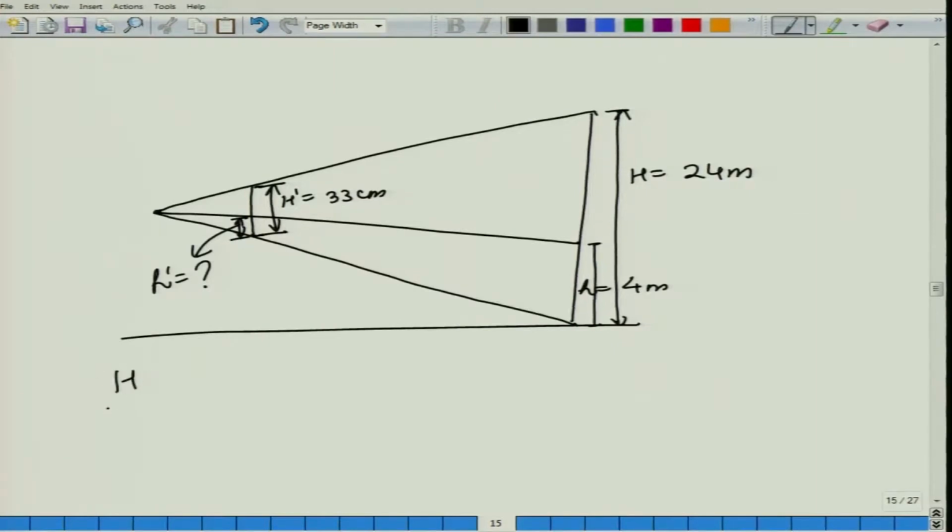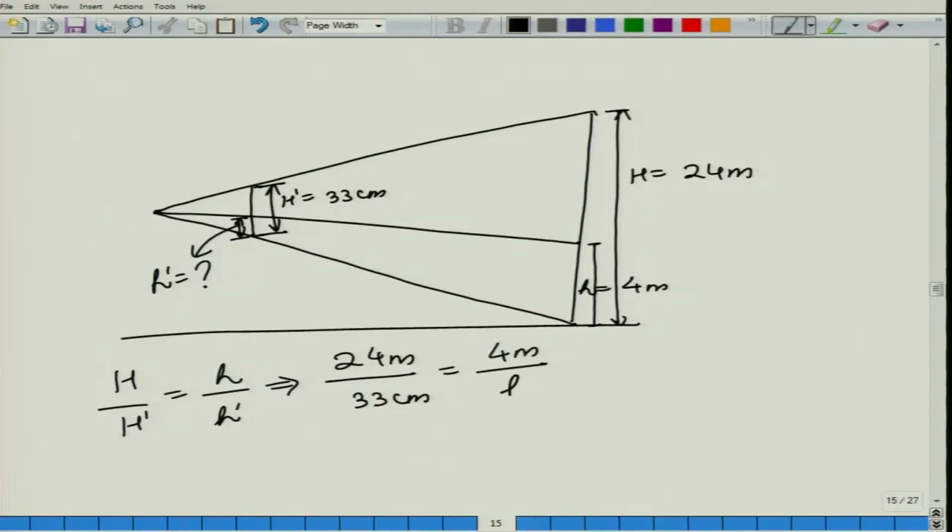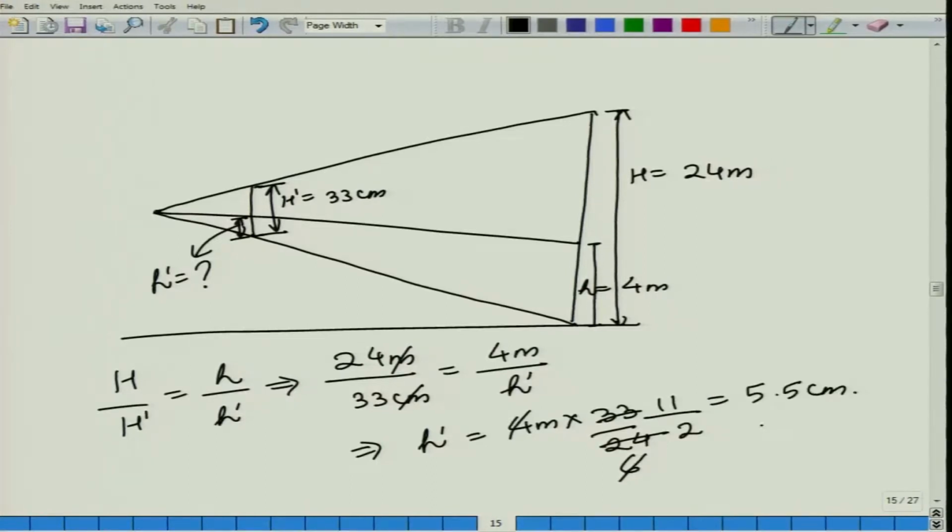So, using the relation H upon H prime is equal to small h upon small h prime, we get capital H is 24 meters divided by H prime is 33 centimeters is equal to small h, that is 4 meters divided by small h prime. So, centimeters and centimeters get cancelled away. We have small h prime is 4 meters into 33 by 24. Now, 4 sixes are 24, 3 is 11, 3 twos are 6, is 5.5 centimeters.